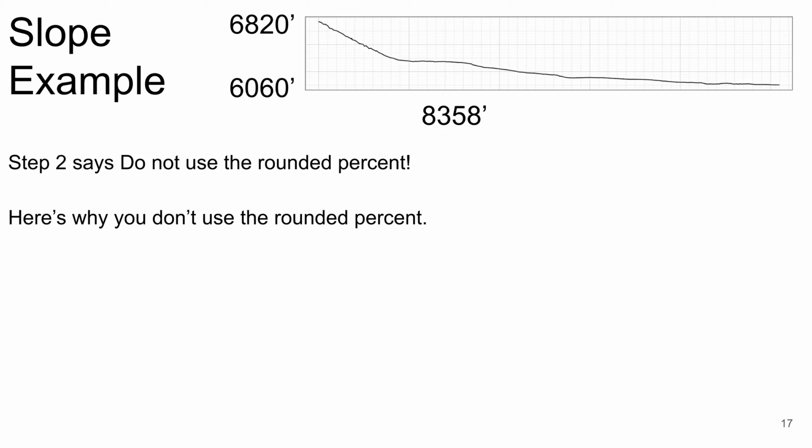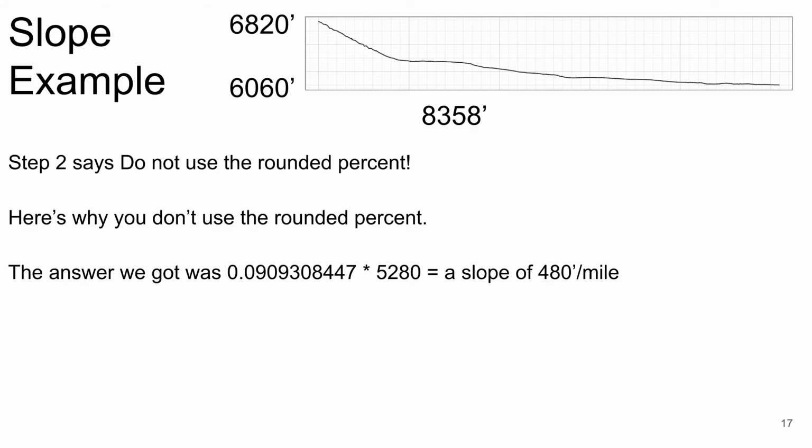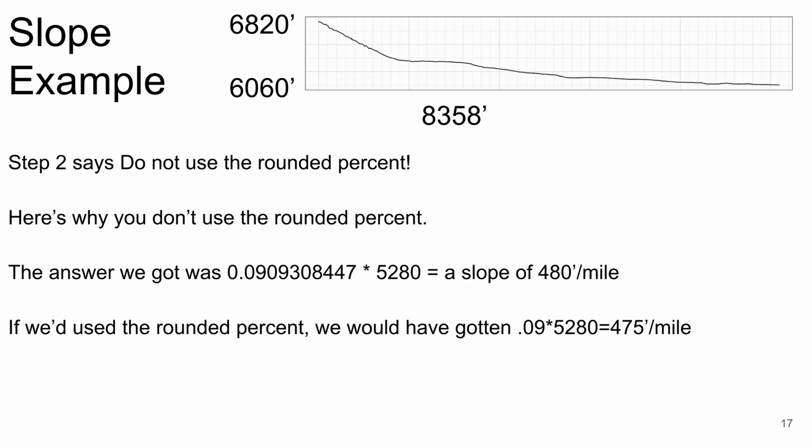Step 2 says don't use the rounded percent. Remember, we found the raw percent and then we found the rounded percent. So the raw number, 0.0909308447 times 5280, gets us a slope of 480 feet per mile. If we had used the rounded number, 0.09 times 5280 is 475 feet per mile, which is off by 5 feet. So if you use the rounded percent, the answer you get is going to be wrong, or could be wrong. So use the raw number from your calculator, multiply it by 5280 to get the slope in feet per mile.